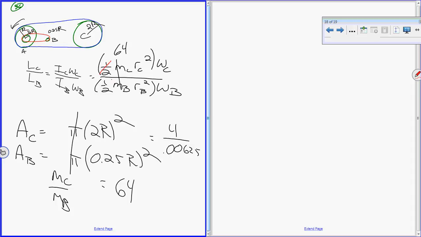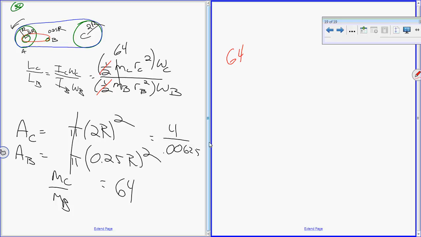The 1/2s are going to cancel. So right now, is everybody okay with what I did so far? Bunch of algebra, right? So right now I'm just going to write where we're at. We've got 64 times the radius of C squared times omega of C over the radius of B squared times omega of B. Well, I can do something with these radii, right?